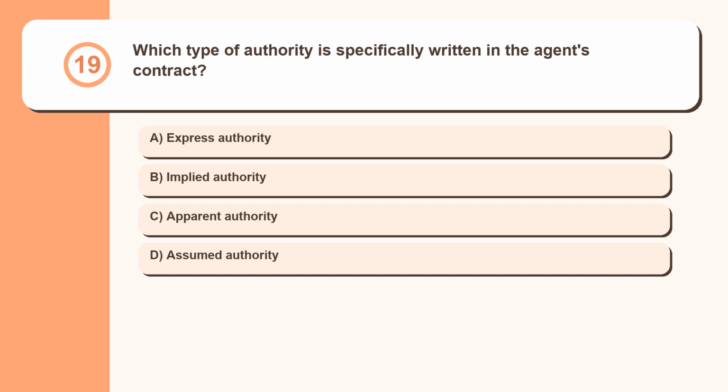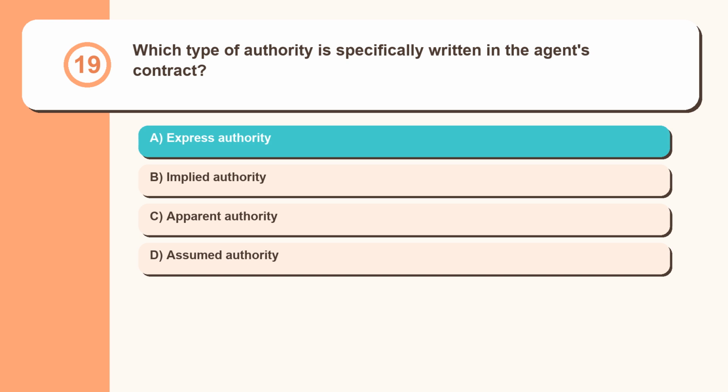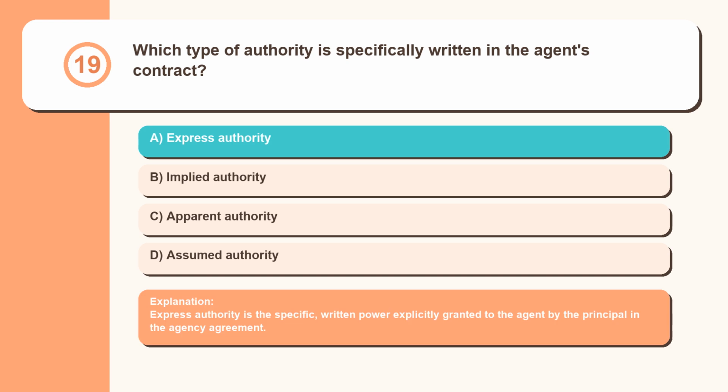Question 19. Which type of authority is specifically written in the agent's contract? Express authority, implied authority, apparent authority, assumed authority. Express authority is the specific, written power explicitly granted to the agent by the principal in the agency agreement.